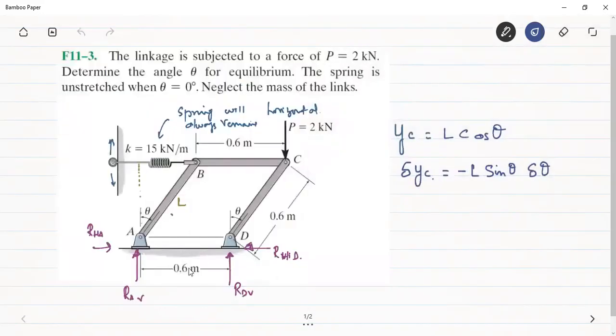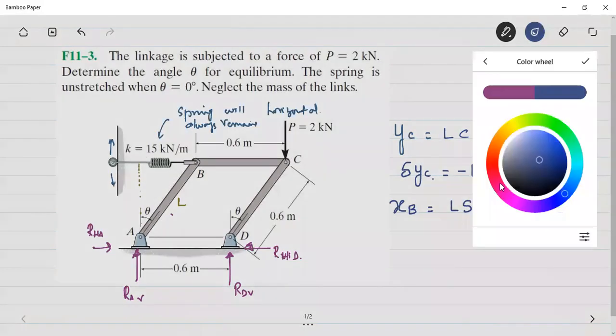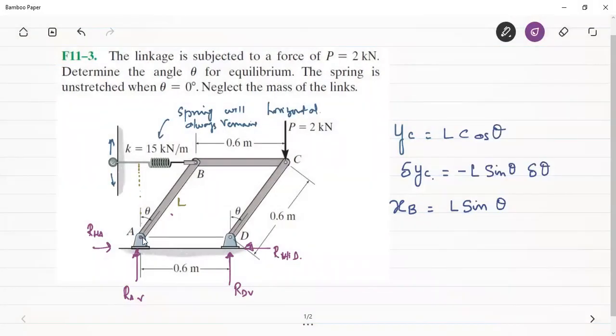The reactions won't do any work. We have seen it does not undergo any displacement. Now we are interested in which coordinate? This B coordinate, because B undergoes the displacement in the direction of force. Okay, B undergoes the displacement in the direction of force. Therefore, we will be interested in finding the x coordinate of B. So what should be the x coordinate of B? It will be L sine theta.